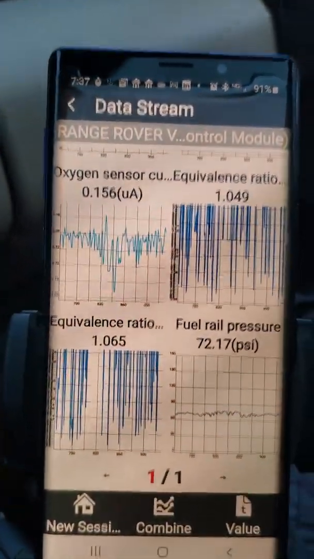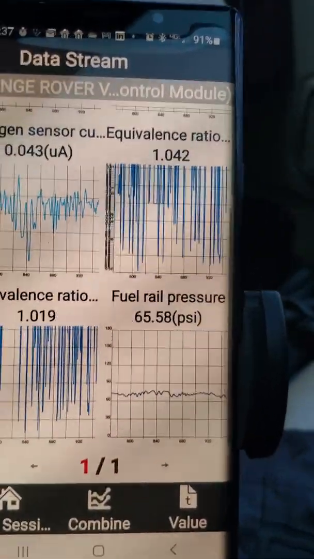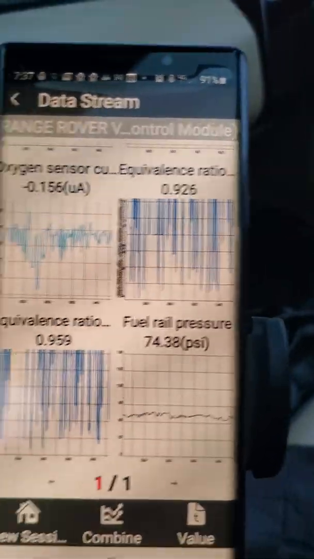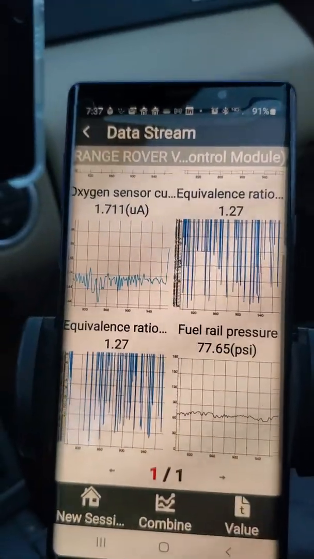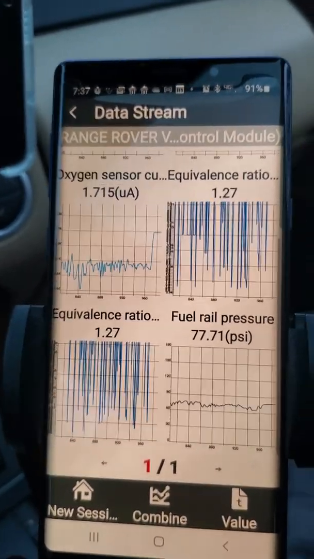Here are the other metrics down below. I'm now going to just step on the gas pedal, going up to 3500. Coasting now, off the gas pedal.